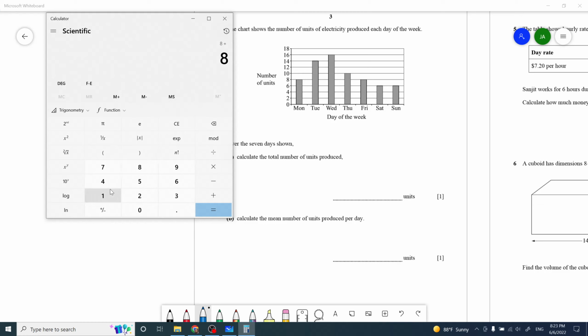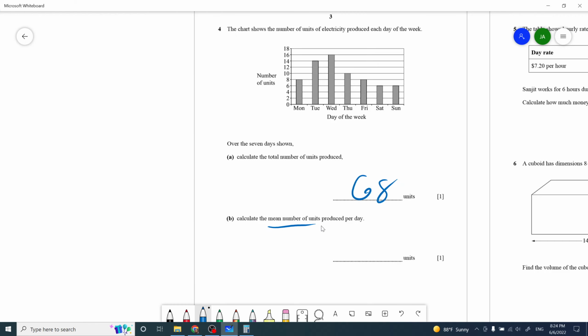8 plus 14 plus 16 plus 10 plus 8 plus 6 plus 6. I didn't mess up. I just wasn't reading my calculator correctly. Sorry for wasting all the time. So anyway, when we add those all up, we should get 68.